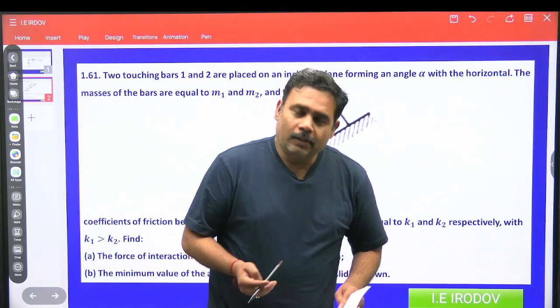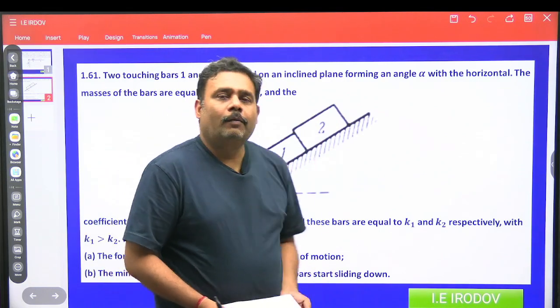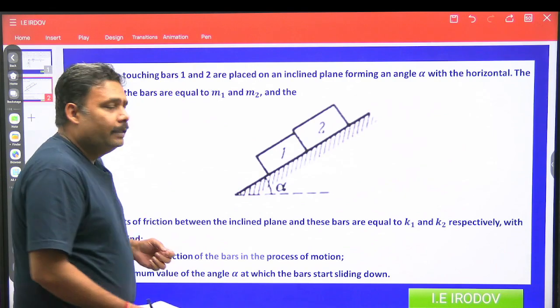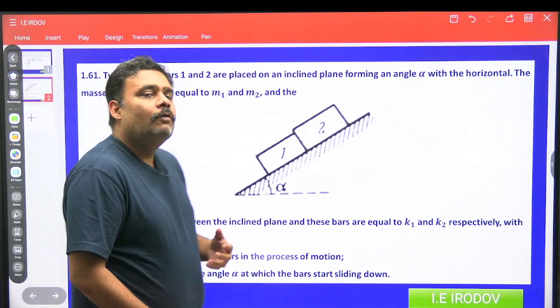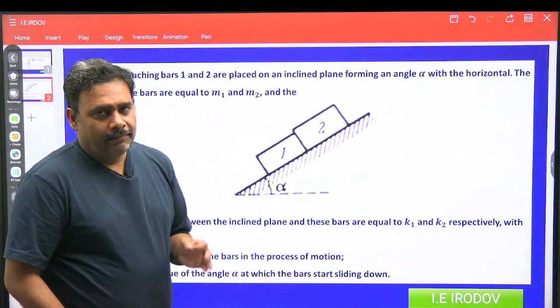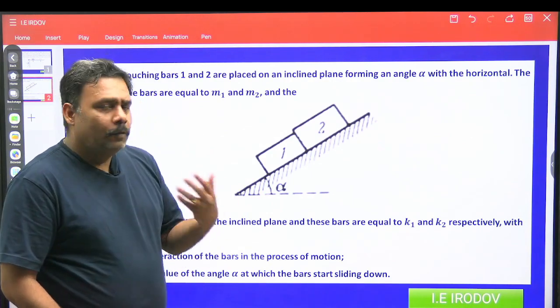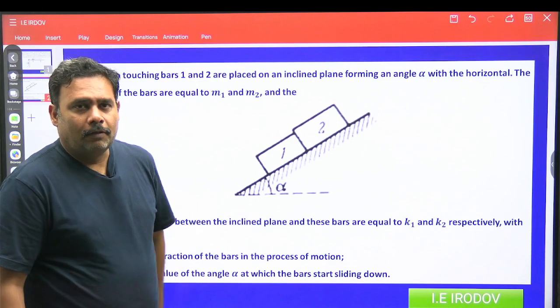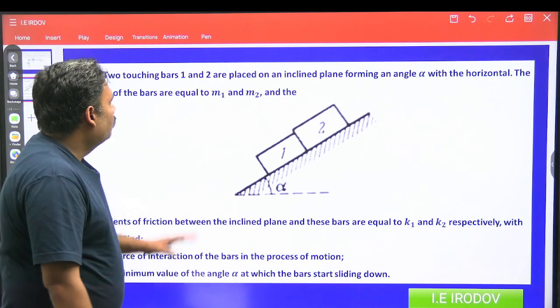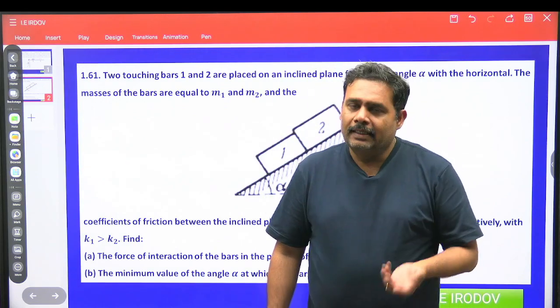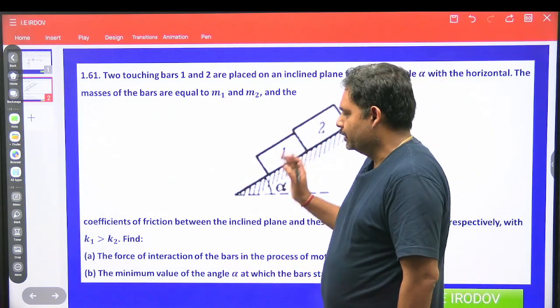Hello students, so let's try to solve one more problem from mechanics, and this is from the book by I.E. Irodov. You know that Irodov is one of the best books to understand physics, and it has a lot of numericals which you have to solve to understand the basic concepts. So this question is all about understanding friction as well as reactionary forces.